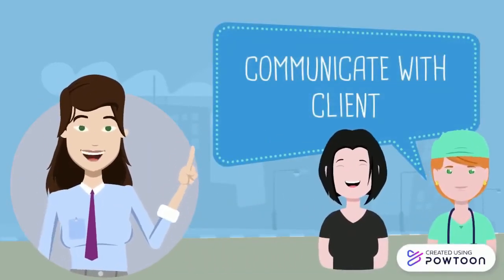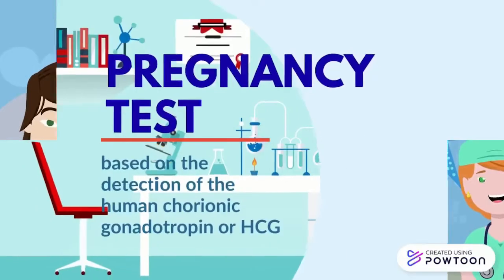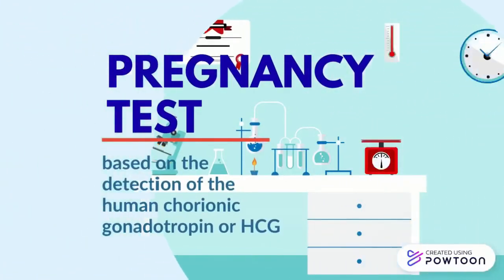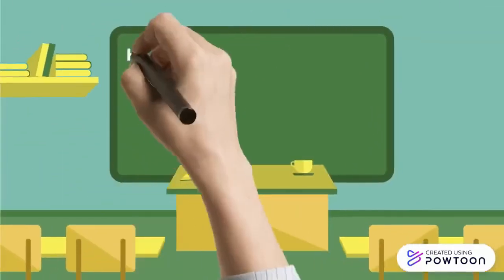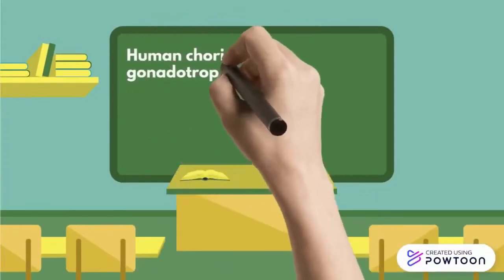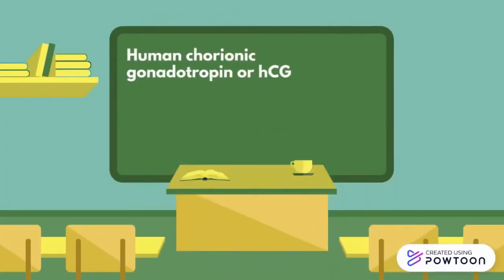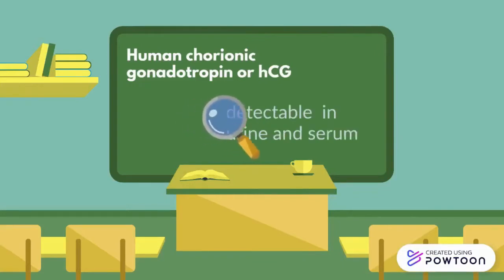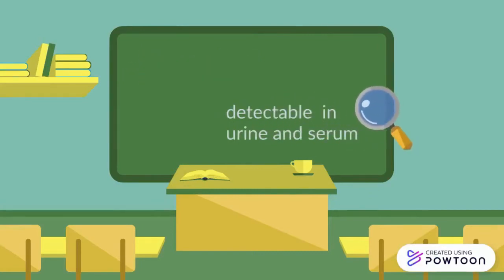But first, what is a pregnancy test? Pregnancy tests are based on the detection of the human chorionic gonadotropin or the HCG, which is seen in the urine as a probable sign of pregnancy. HCG is produced by the placenta shortly after fertilization and reaches a detectable level in the urine and serum for about 1 week after implantation of the early embryo to the uterine lining.